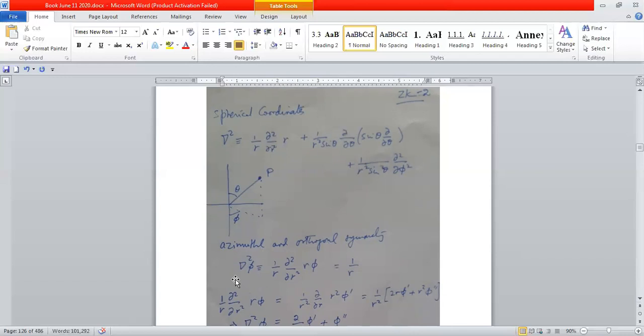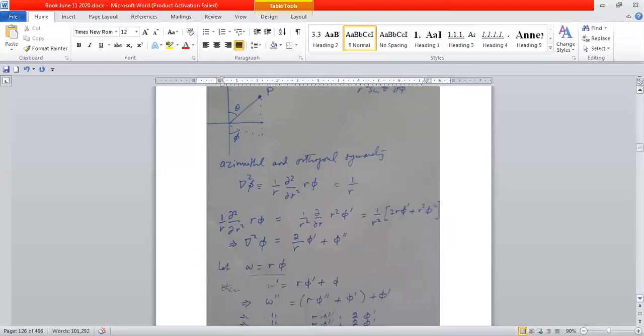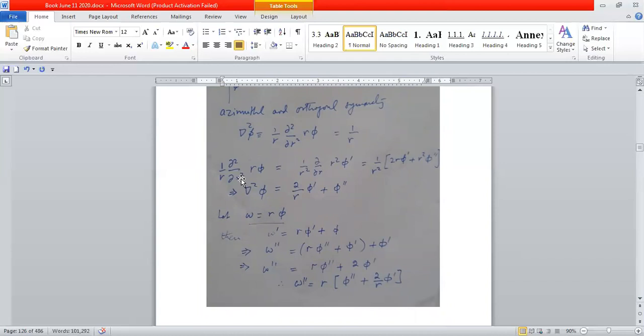So for me, the del square phi just means this. Okay, sorry, this should not be. So the del square phi is 1 over r d2 by dr square of r phi. Now, if you open this up, 1 over r d2 dr square r phi, it looks like this. And the del square phi term is like this.